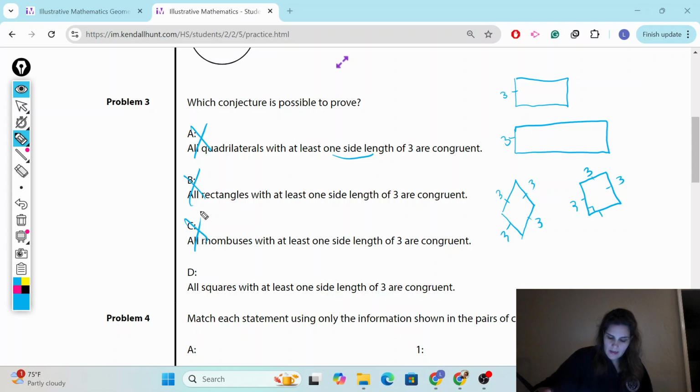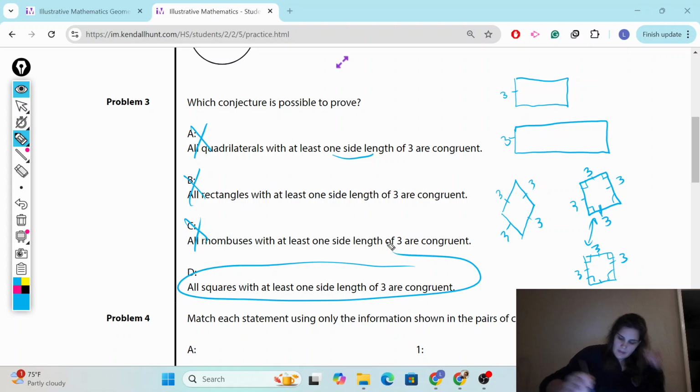All squares with at least one side length 3 are congruent. Well, all four sides have to be congruent because it's a square. It's a square, so all 4 angles are congruent and are 90 degrees. So however you draw it, if one side is 3, all the sides are 3, and all of the angles and all of the sides of all of the squares with a side length of 3 are going to be congruent.